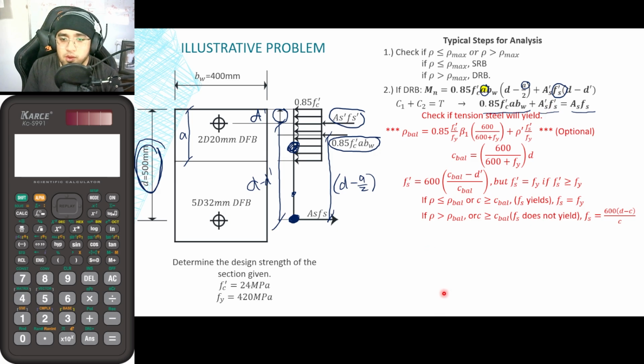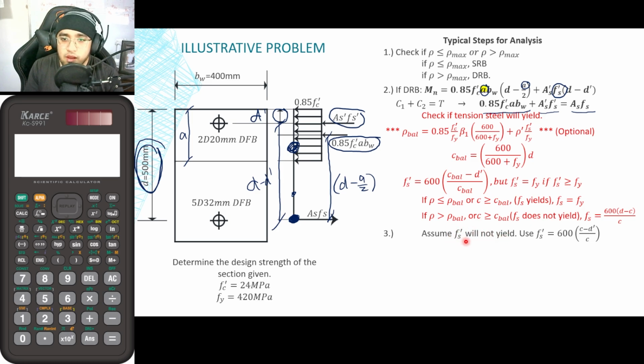So what we would be doing at this point is just assuming if it will yield or not. It will be up to you as the designer or as the civil engineer which one you will assume. Just take note that upon assuming if it will yield or not, you must first check if your assumption is correct. So in this case, I will be assuming, let's say, that it might not yield.